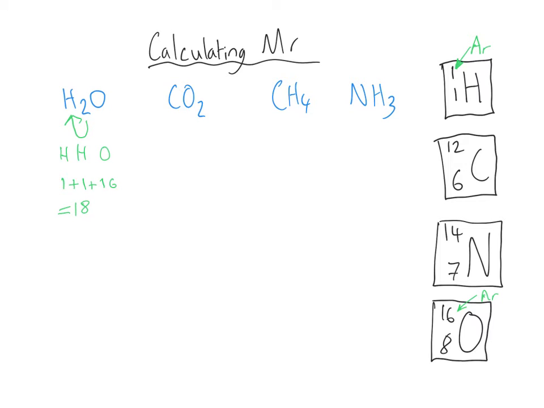Looking over on the right, carbon has got a mass of 12, and we've got oxygen again, which is 16, but again that 2 belongs to the oxygen, so 12 plus 16 plus 16 is going to give us 44. Moving on to methane, we've got 12 for the carbon, we've got 1 for each of the 4 hydrogens, and that gives us a total of 16. And this time, we've got 14 for the nitrogen, that's the Ar of nitrogen, and we've got 3 hydrogens this time. So when we add all 4 of those numbers together, this gives us 17.